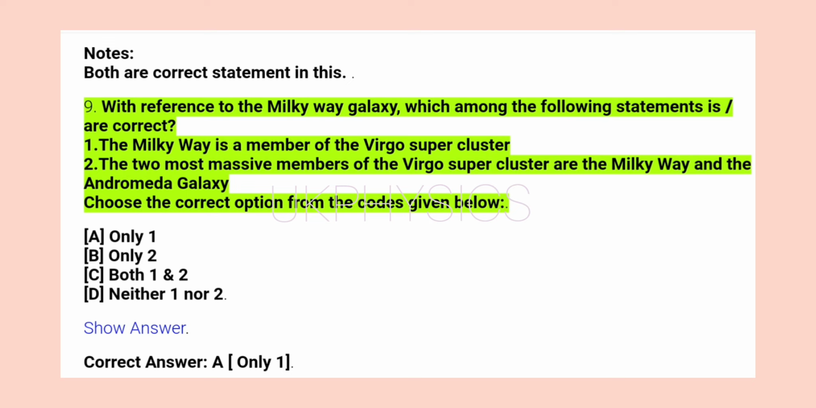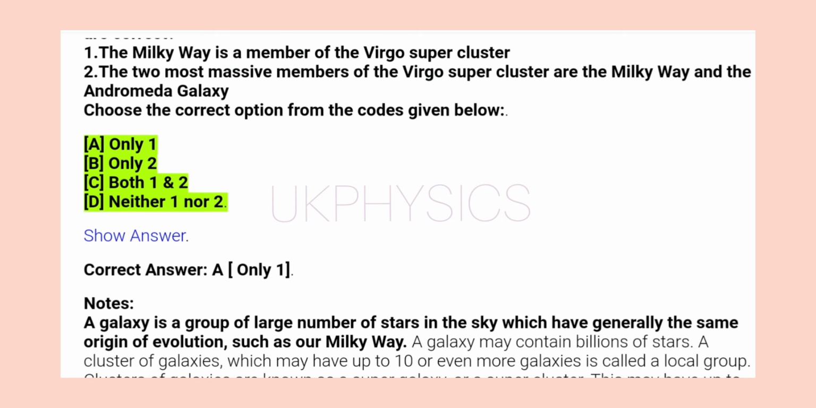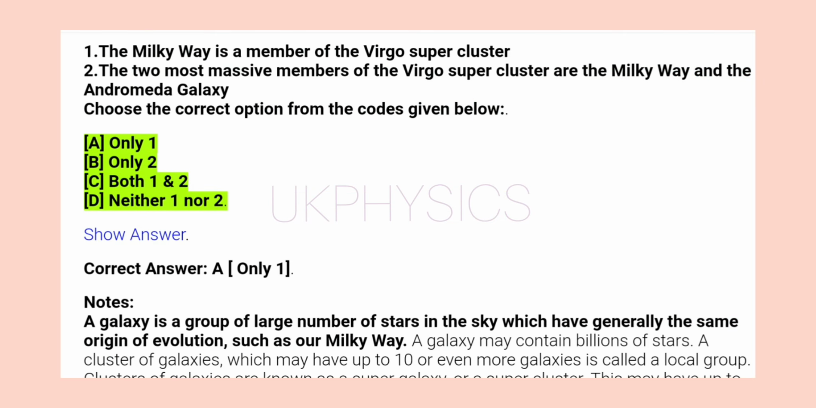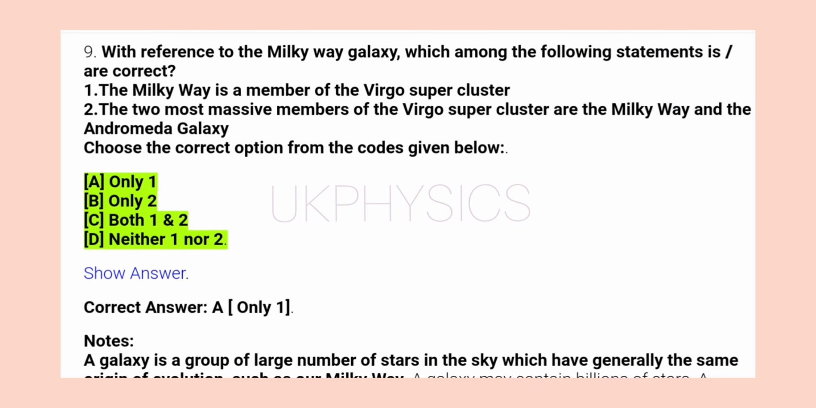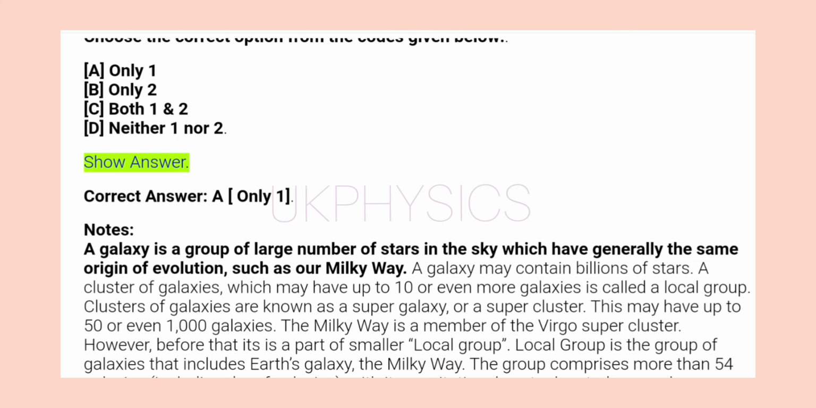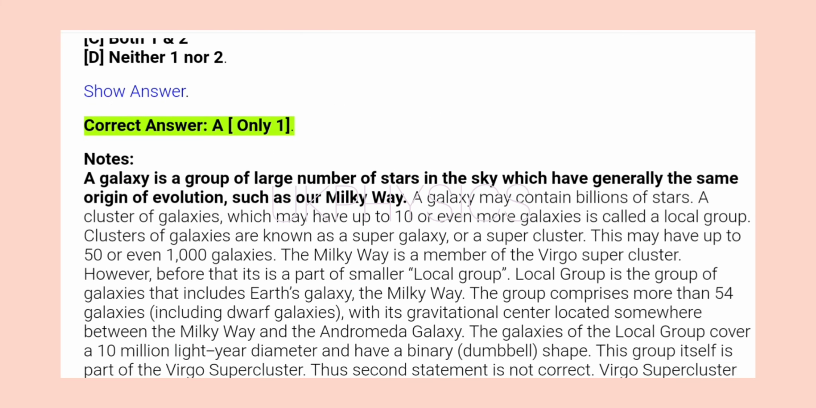9. With reference to the Milky Way galaxy, which among the following statements are correct? 1. The Milky Way is a member of the Virgo supercluster. 2. The two most massive members of the Virgo supercluster are the Milky Way and the Andromeda galaxy. Choose the correct option from the codes given below. A. Only 1, B. Only 2, C. Both 1 and 2, D. Neither 1 nor 2. Show answer. Correct answer, A. Only 1.